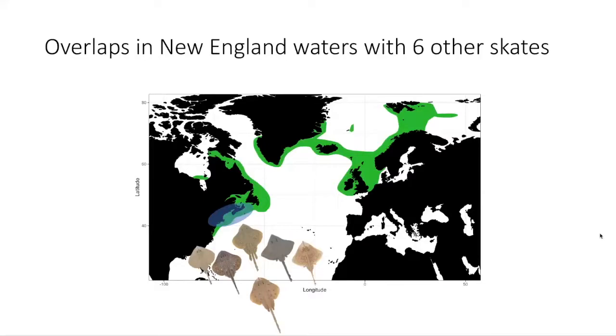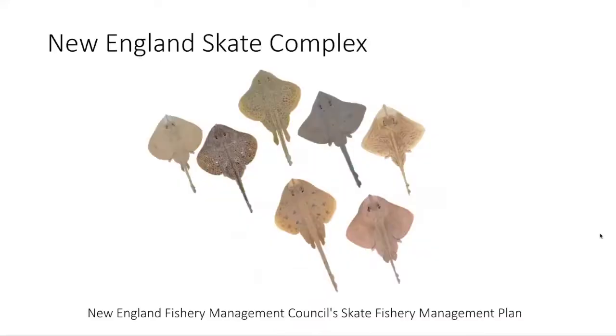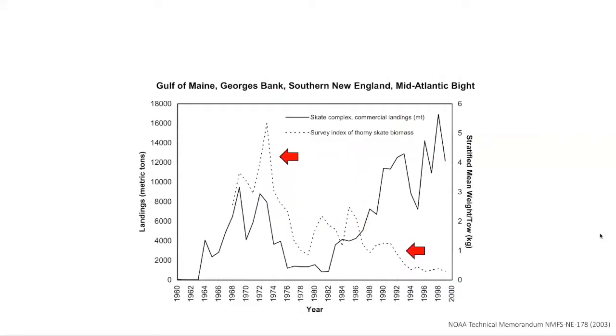Now, the Thorny-scape overlaps in distribution in New England waters with 6 other scapes, shown here. And we refer to this as the New England Scape Complex, and the New England Fishery Management Council manages all of these scapes sort of collectively. They both monitor individual species catches, but also manage them as a group. And they've been recording data rigorously since the 60s.